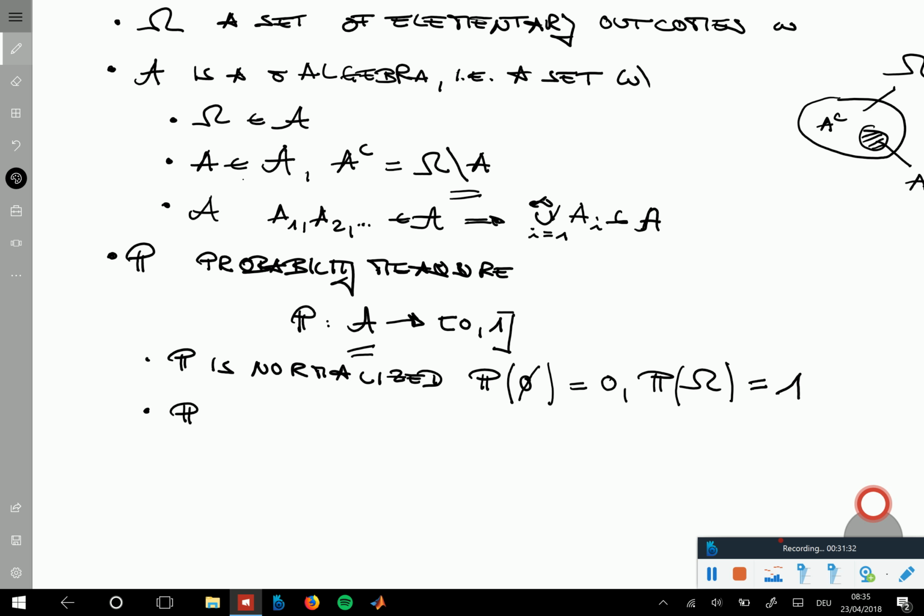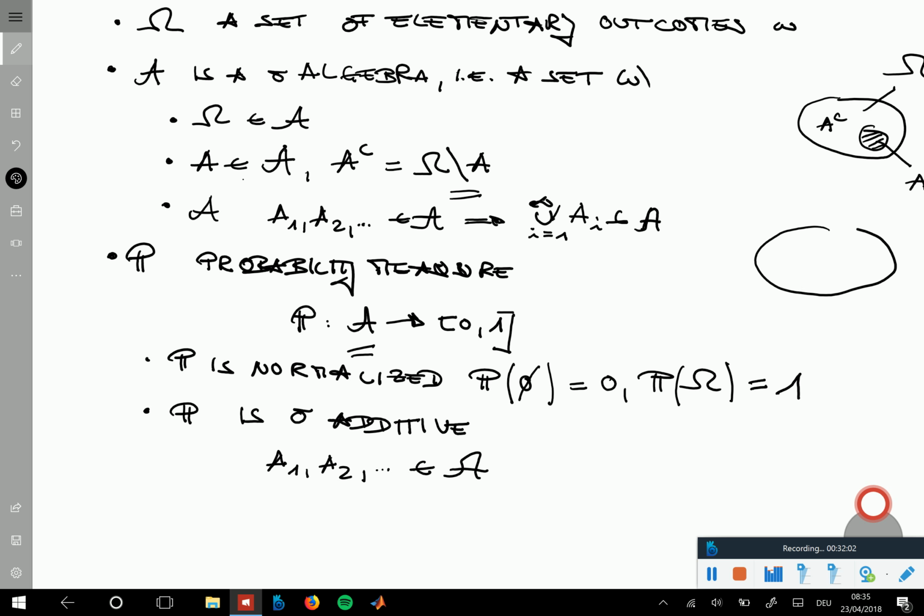And P is what is called sigma additive. Which means if you have a pairwise disjoint sequence in A, so you have countably many sets A1, A2 in A, and they are pairwise disjoint, so they don't overlap. If you think again in terms of Venn diagrams, if this is omega and you have a set A1 here and another set A2 here, they don't share any elements. If you have another set like this, then they obviously overlap. So this is not what is considered here. Here is only the case of pairwise disjoint sets, so all pairwise intersections are always the empty set.